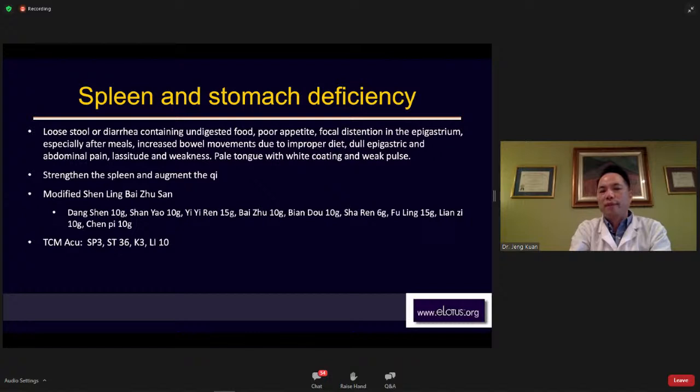Shen Ling Bai Zhu San is a good formula for that. And acupuncture points to strengthen the spleen and stomach, we can consider those points we have mentioned, and primarily focus on tonifying the stomach and spleen. We can use the front mu points or the back shu points. And here we recommend you use spleen 3, stomach 36, and tonify the kidney at the same time, kidney 3, all that can help. LI 10, Shou San Li, is another point that you can consider for tonifying the spleen and stomach.